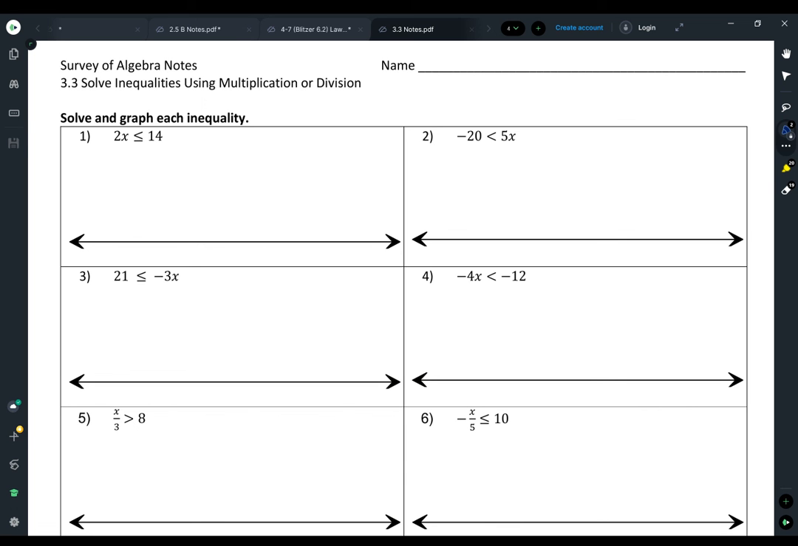Survey of algebra notes. This is 3.3. Solve inequalities using multiplication or division. So in our last section, we looked at solving with addition or subtraction. And today we're just going to continue that, and we're going to look at multiplication and division.